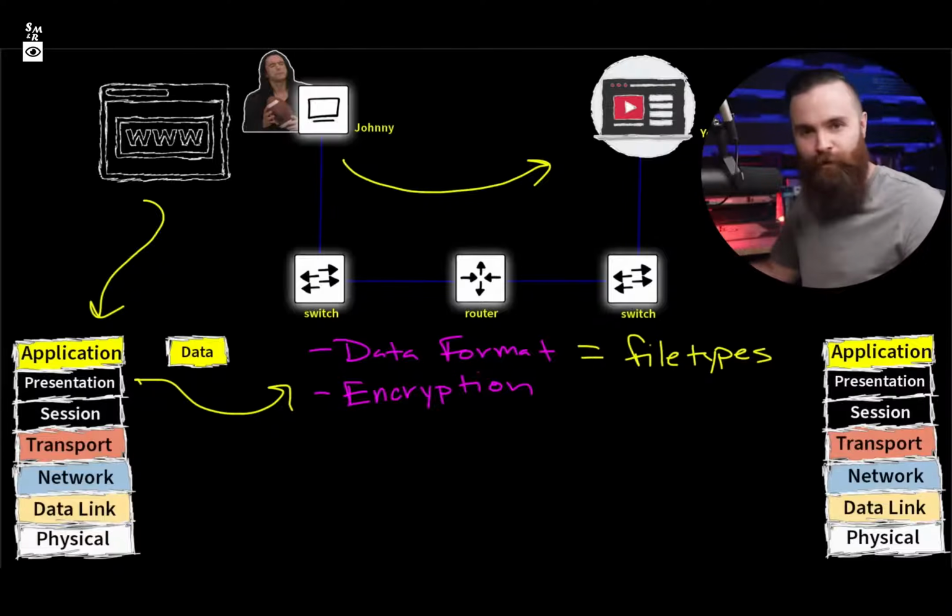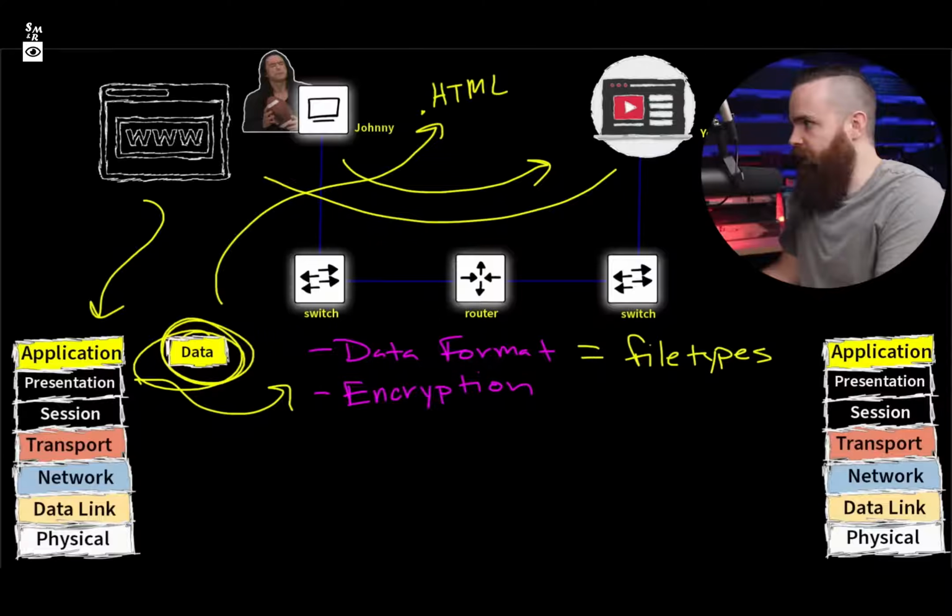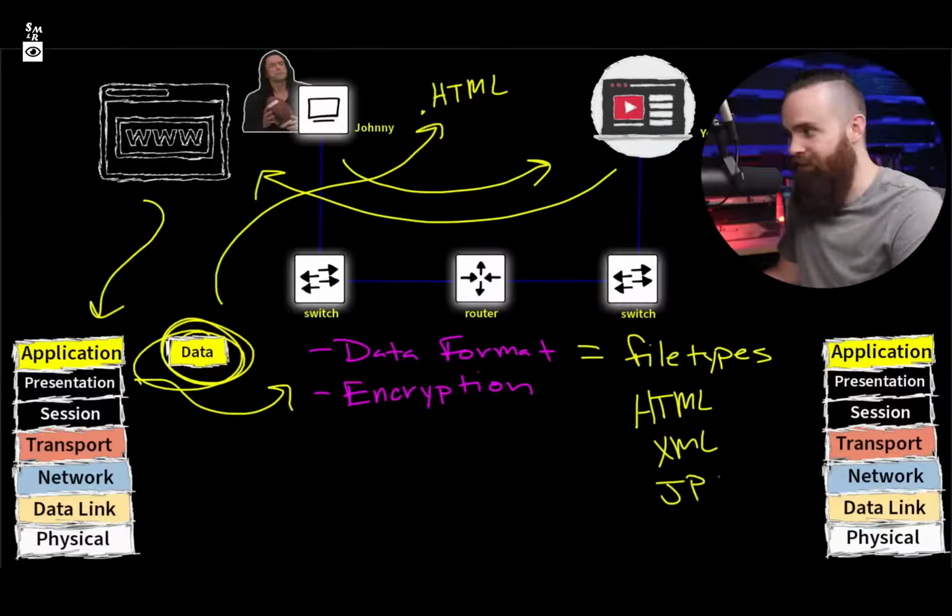And with web browsers, what's a file type we see all the time? HTML. The presentation layer would take our data and put it in a format that we all pretty much understand. Put that into a .html file. And when YouTube does send me a .html file, it knows how to open that. That's what the presentation layer does. So HTML, XML, JPG, an image data format. That's what the presentation layer does.